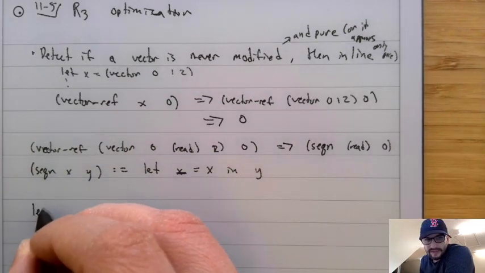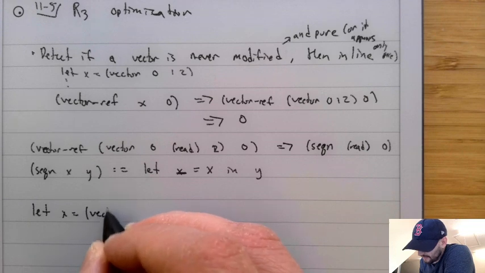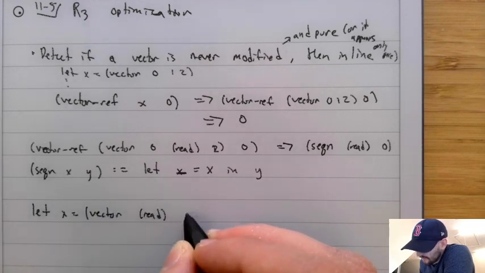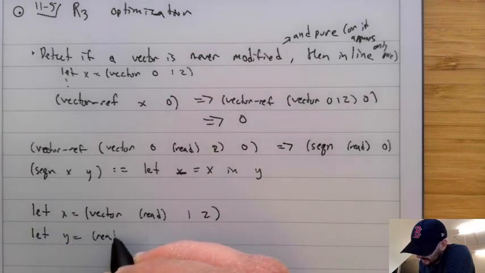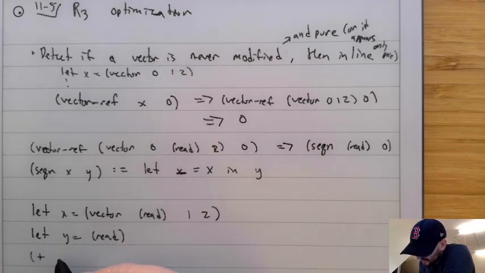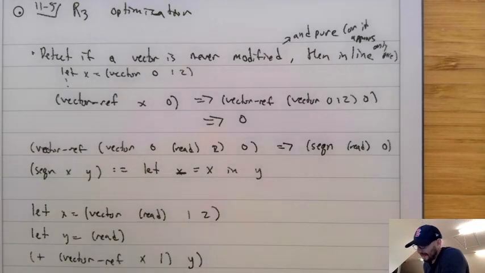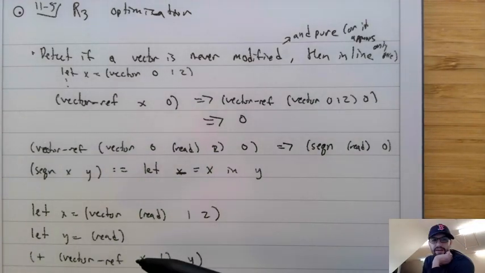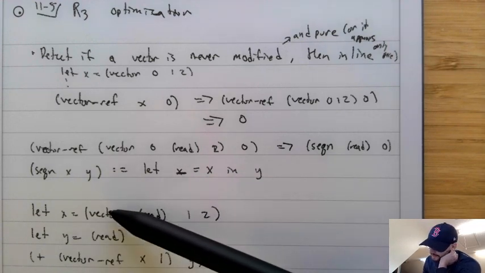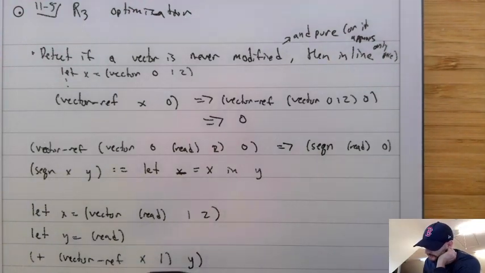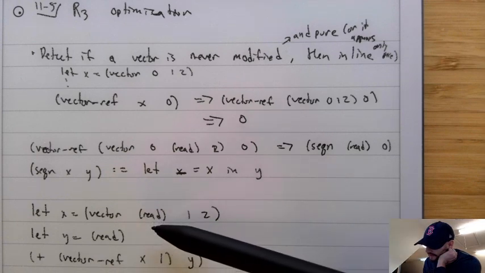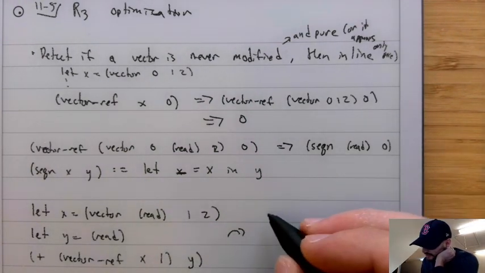So imagine you had a program like let x equal a vector of read 1, 2. And then you had let y equals read. And then we had an addition of vector ref of x and 1, and y. Okay, so in this program, notice that x is never modified, but it's also impure. So if you picked up this vector x and plopped it into there, and then folded it so it became just the 1 and left that read on the side, you could imagine turning this into the following program.